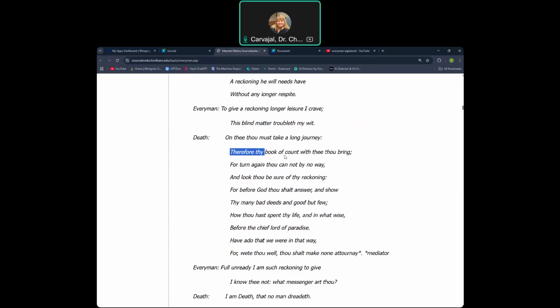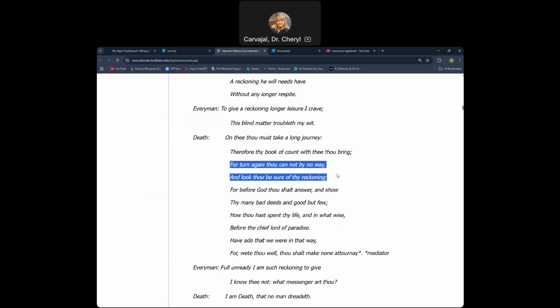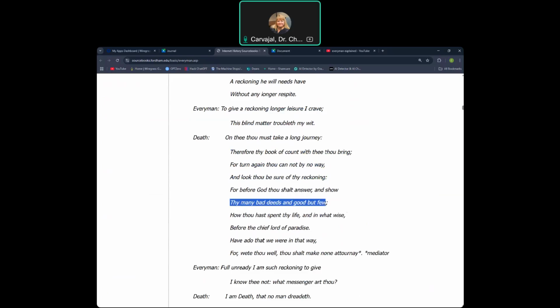"And therefore thy book of count with thee thou bring." In other words, you're essentially going to tell me what it is that you have done. But your book of count. "For turn again you cannot by no way, and look thou be sure of thy reckoning." So you're going to answer to God for everything you've done, for your many bad deeds and good but few.